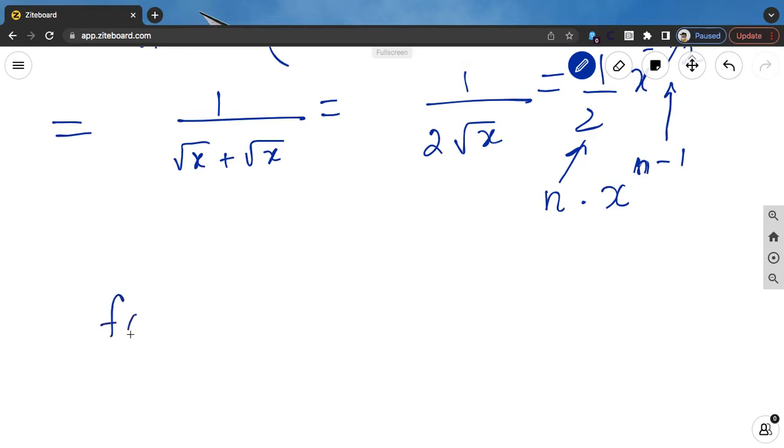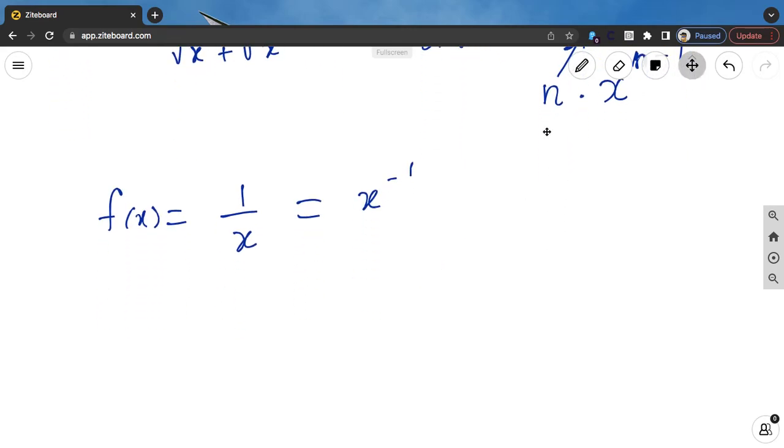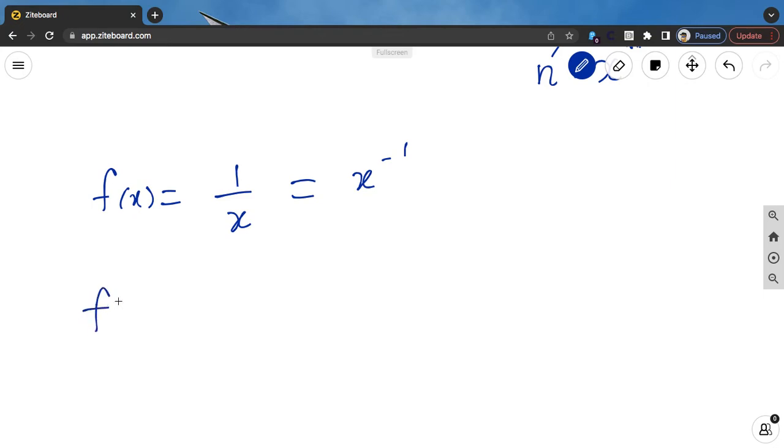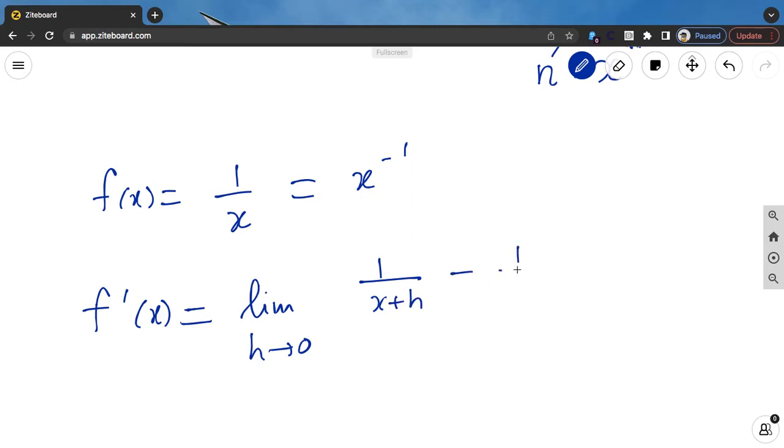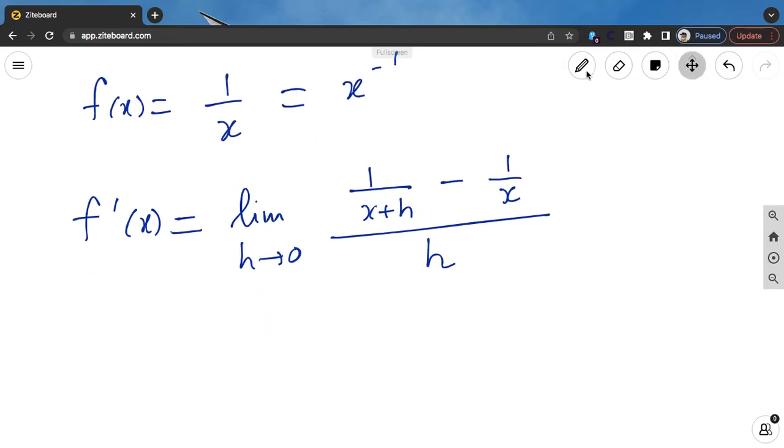Well, let's try. f of x is 1 by x, which means x raised to minus 1. And I want to find out whether this n times x raised to n minus 1 is working with negative powers also. So I'm going to use first principle. So the first derivative, or the slope of the curve at a given x, or the slope of the tangent to the curve at a given x, is given by limit as h tends to 0 f of x plus h minus f of x upon h.